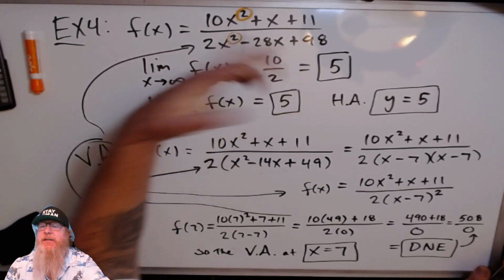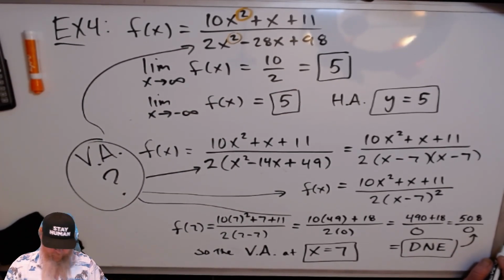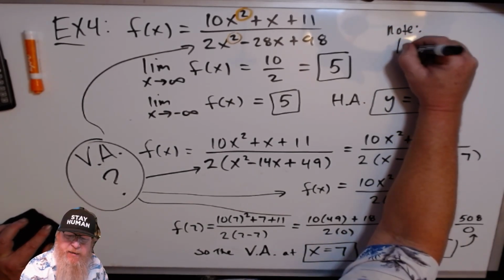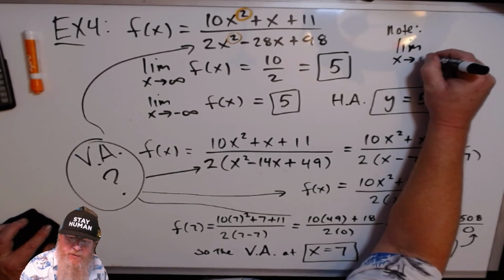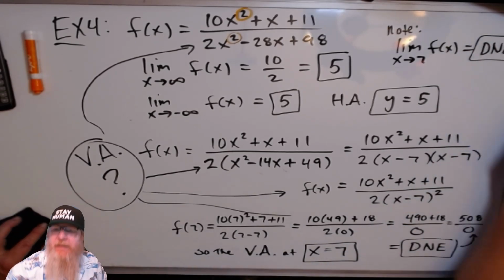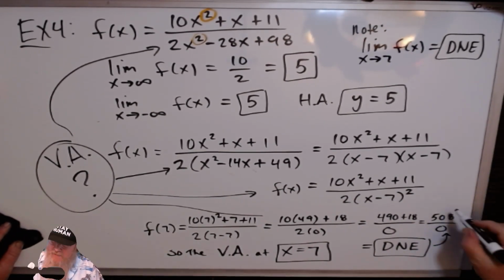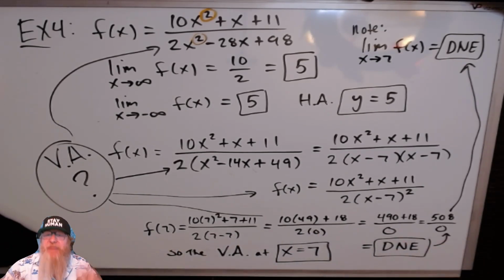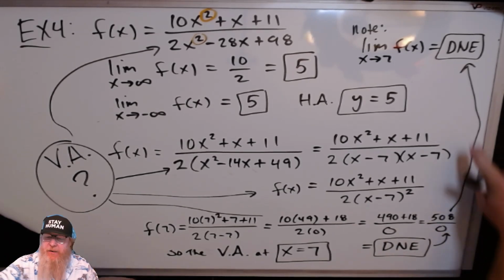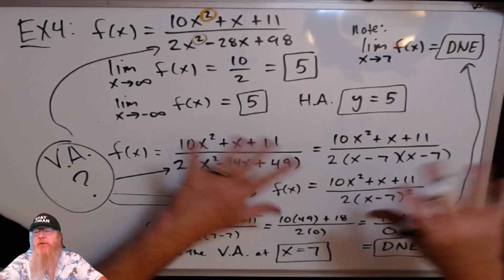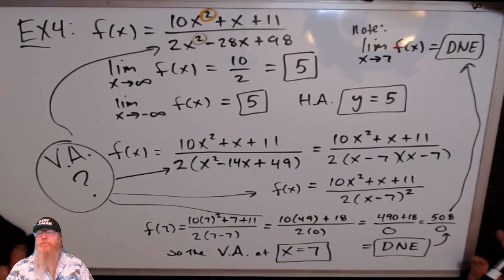We also have a couple limits here that we calculated. Before I erase this, I should also mention the limit. Note the limit as x approaches 7 is also DNE. That's what I did here. When I tried to plug in 7, I'm evaluating it. I get 0 in the denominator. That tells me that the limit does not exist. So I'm just trying to summarize all the different parts of this question.